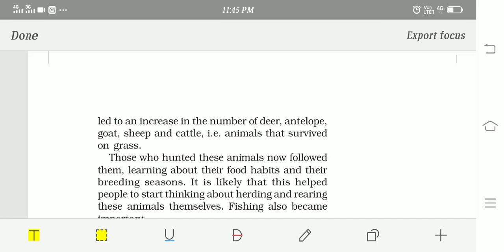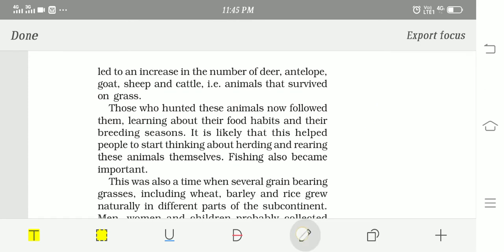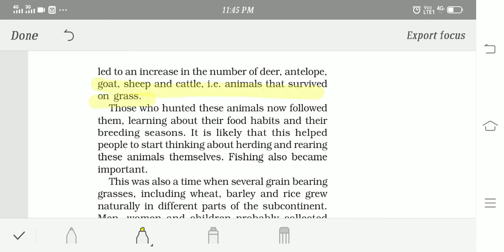Now if it is increased, that means the animals that survive on the grass must also have increased. Because of that, these animals started coming to those areas. Because people were hunting at that time, people must have migrated to hunt these animals. Those who hunted them followed them, learning what kind of food habits these animals had and when they migrated. After studying all these things, they were able to capture them, and they domesticated them.